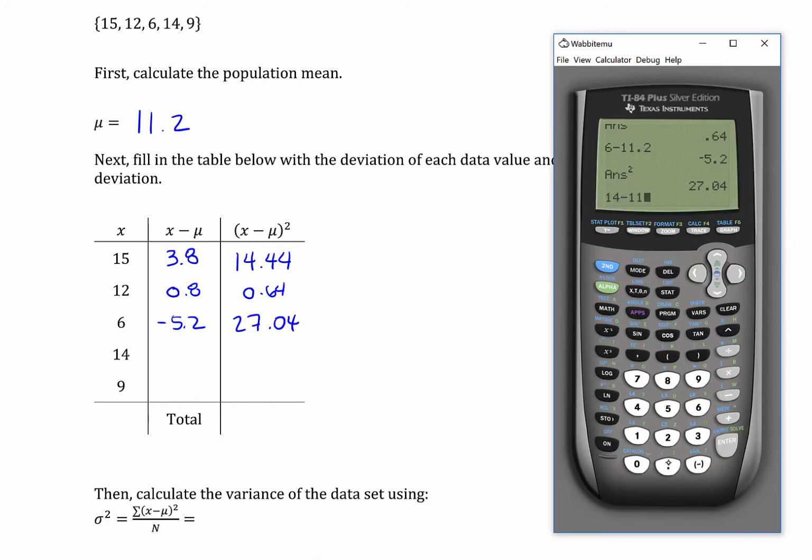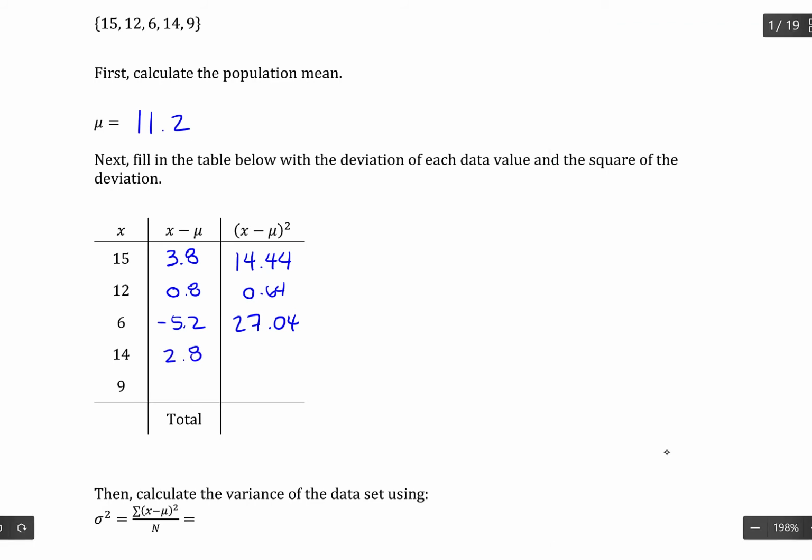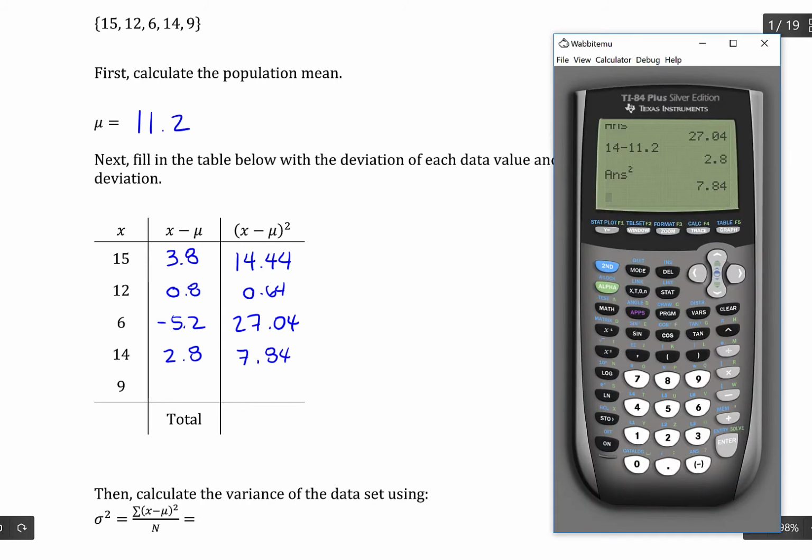14 minus 11.2 is 2.8. And when I square that, 7.84. And lastly, 9 minus 11.2 is negative 2.2. When I square that, it becomes 4.84.